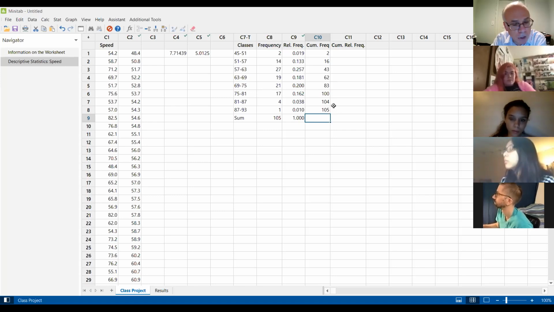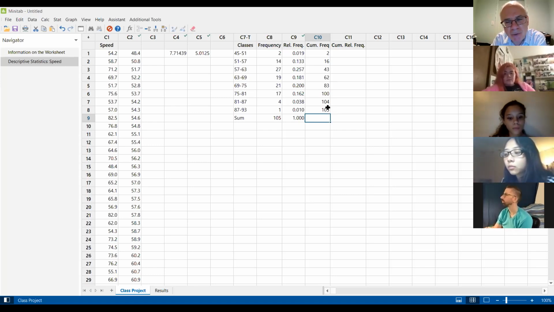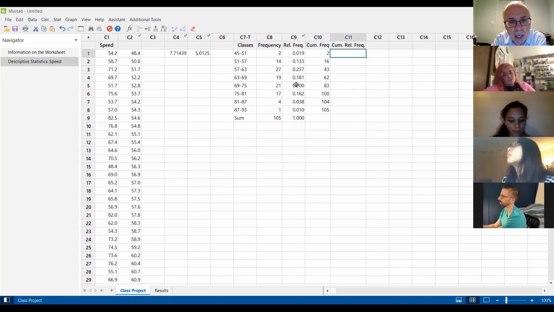Now, in the book, it shows there's a special chart called the ogive chart, a line chart where the y-axis, the vertical, is the cumulative frequencies. I'm not going to ask you to be responsible for that. It's not something that Minitab does. Other programs will do ogive charts for you, but not Minitab. Now, cumulative relative frequency is where you take your relative frequencies and do a cumulative for it.